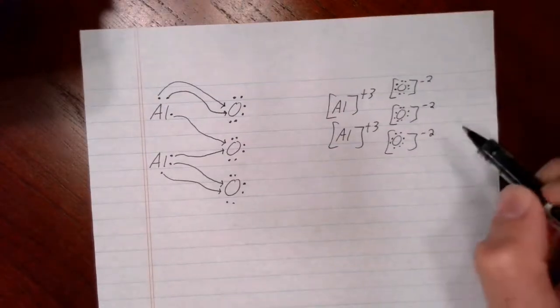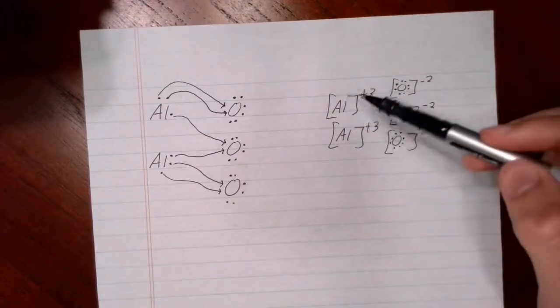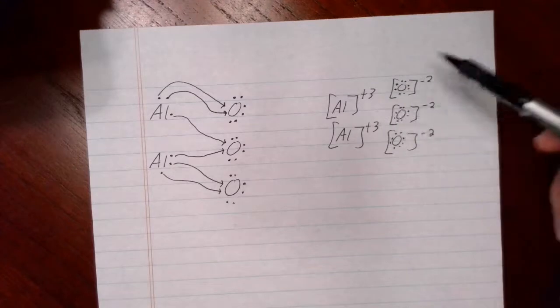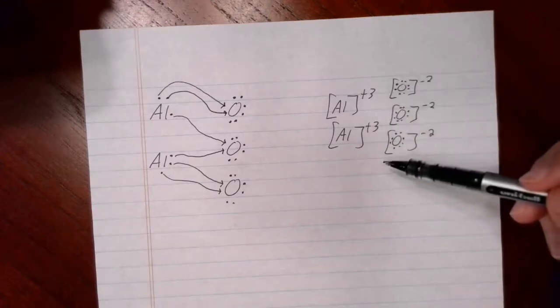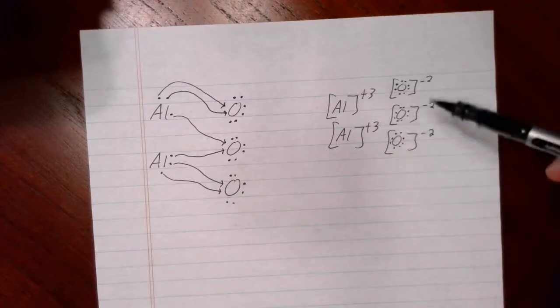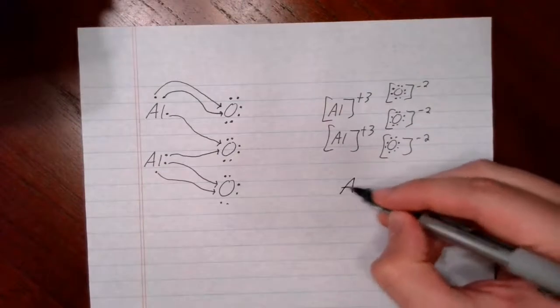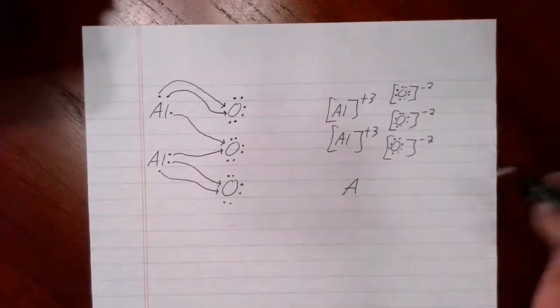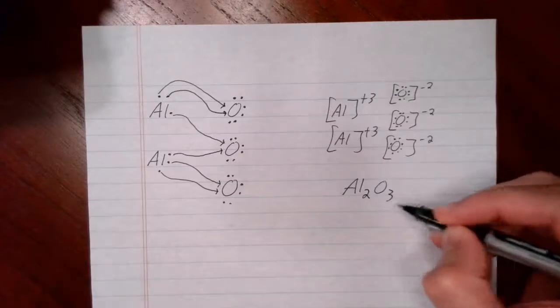So I'll go back and double check a few things. Do the atoms have the correct charges? Yes. Aluminum prefers a +3 charge, so that's good. Oxygen prefers a -2 charge, so that's good. And the overall net charge is 0. +3, +3, -2, -2, -2 is 0, so I'm good there. So the formula unit, or formula for aluminum and oxygen, when they bond together ionically, is Al2O3.